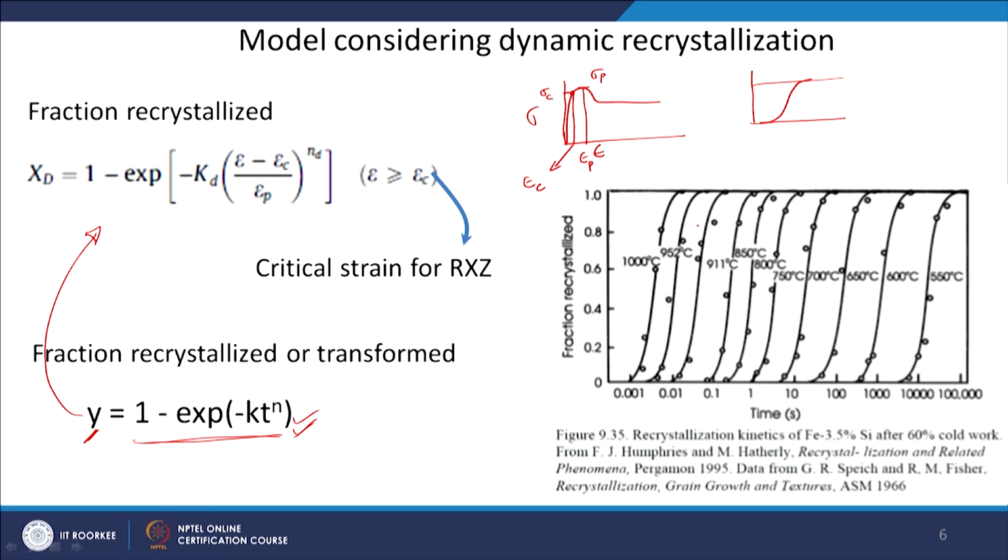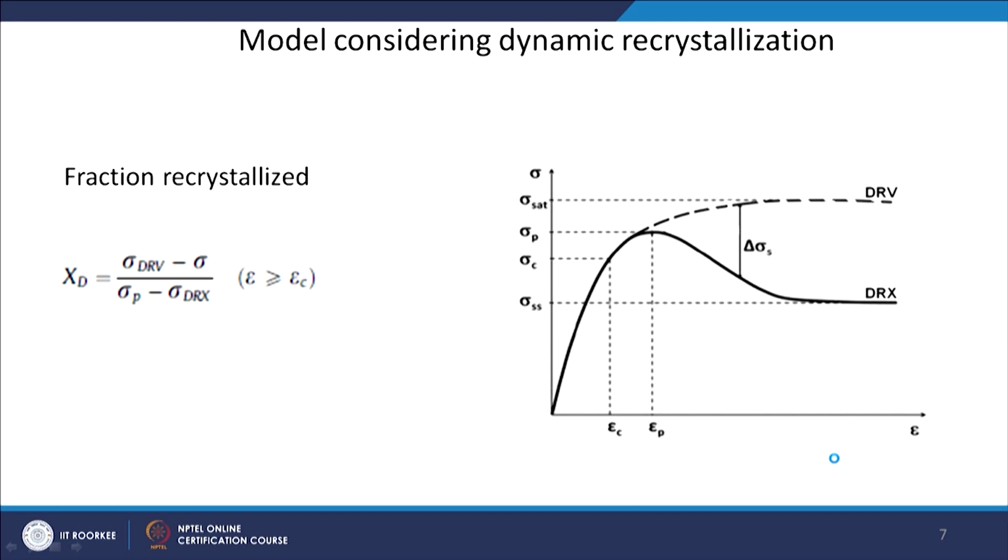As you can see here, fraction recrystallized is shown on the y axis, and the x axis has time. As you increase the temperature, the recrystallization kinetics is increasing, it is starting at lower time and finishing also at lower time, and all the curves have this kind of S shaped curve. So, they have found out the fraction recrystallized from the idea of this Avrami type of equation. Then they also find out how the fraction recrystallized can be derived or calculated from the flow stress curve.